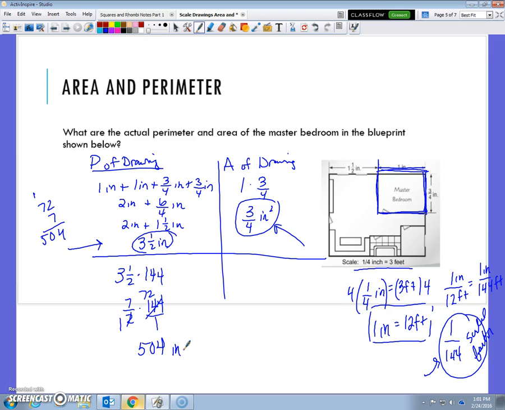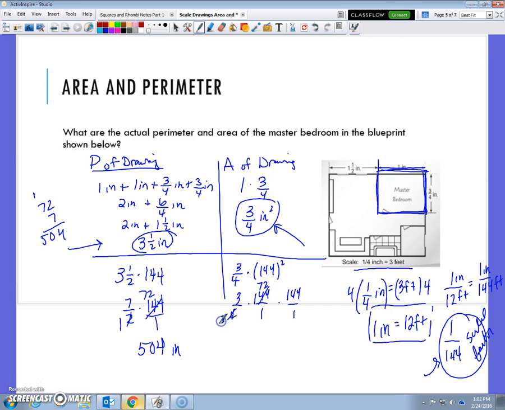And for the area, I actually need to do a little more work since I know that it's 144 times as big. I need to square that 144. So I need to take this 3/4 times 144 squared. Now, there's a couple ways I could do this. Instead of finding that huge number, I'm going to say 3/4 times 144 over 1 times 144 over 1. I'm just going to do it twice that way, and then I'm going to reduce a little bit.